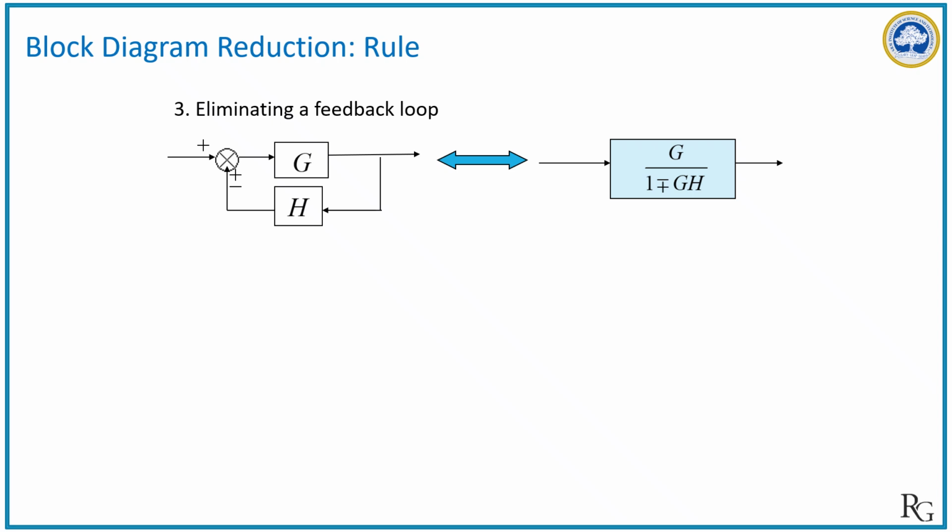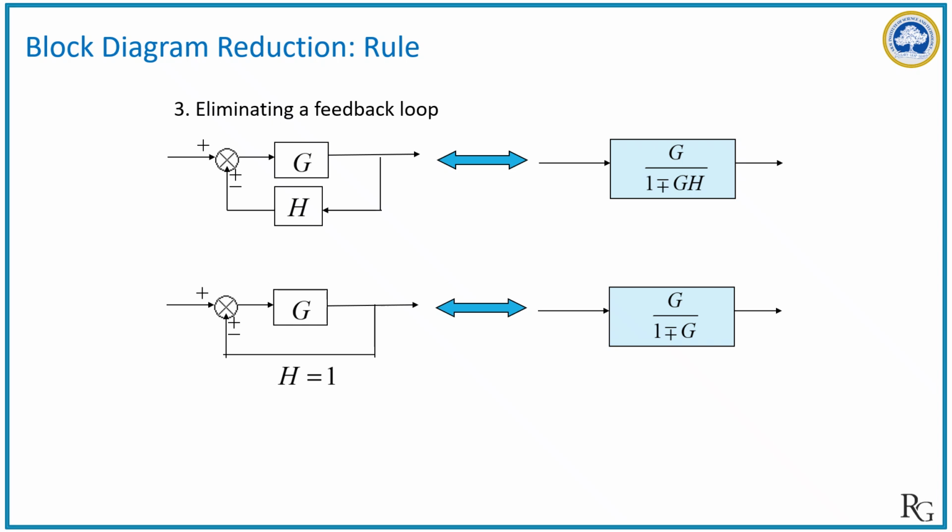In this particular loop, how can we identify it? One direction will be the forward direction, and the other will be the reverse direction, where G is known as the forward path gain and H is known as the feedback path gain. The final reduced transfer function for this type of loop can be estimated as G upon 1 minus plus GH. So if we have positive feedback, then we will have a minus sign in the denominator. If we have negative feedback, then we will have a plus sign in the denominator.